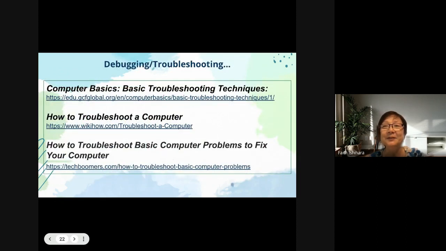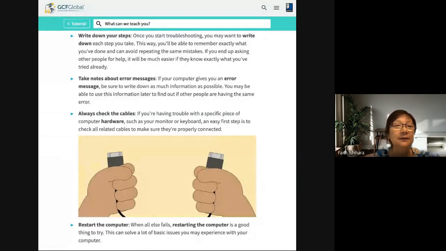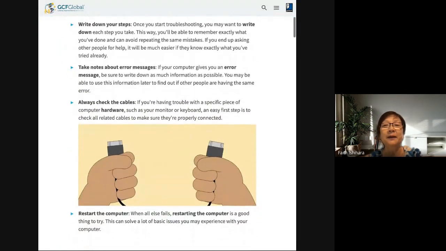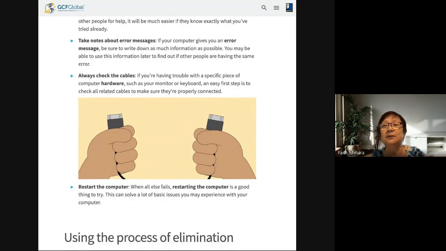So in terms of troubleshooting, the last standard that we wanted to address, we've compiled some articles here that we thought were kind of easy to follow and helpful. So I'll just share one of them with you. General tips to keep in mind: always write down the steps as you're troubleshooting, so that if you want to backtrack, you know what you already did, or if you want to share with somebody how far you've come along and what you tried, it's all there so you don't forget.